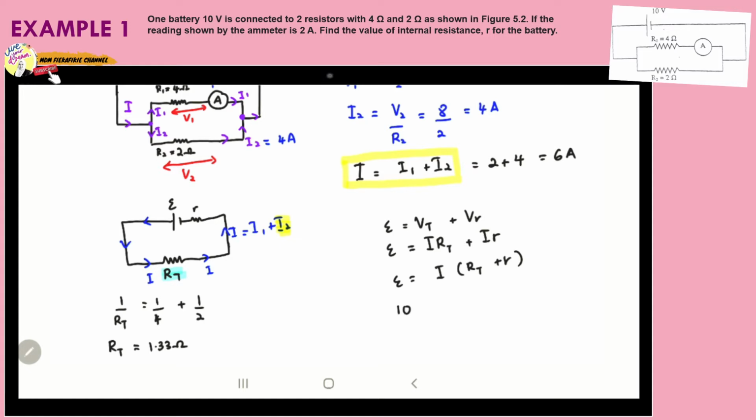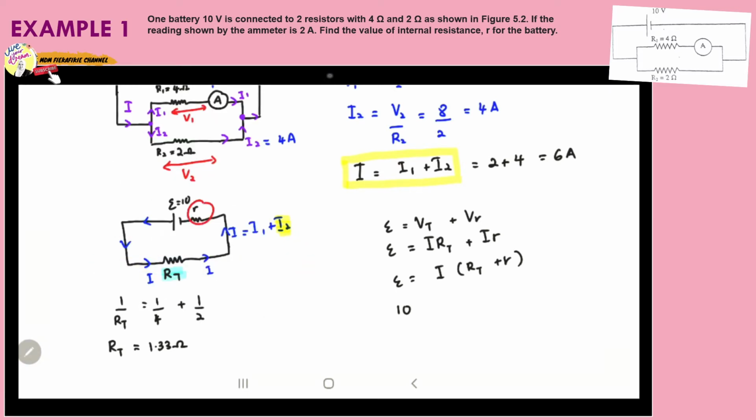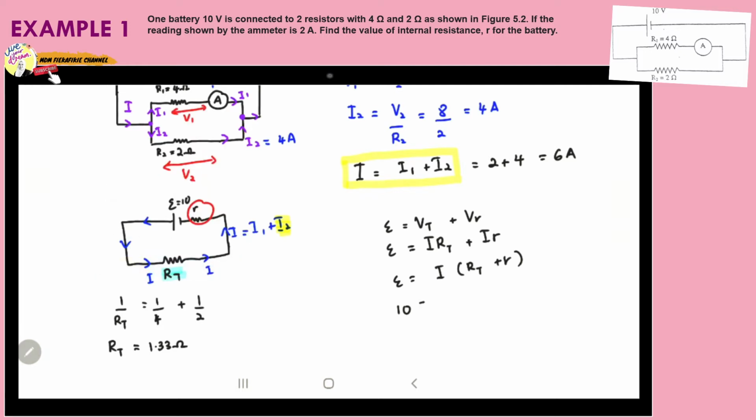EMF is 10, so here we have 10. And the objective now is to calculate the internal resistance here. So let's substitute the value of I, where I is equal to 6 ampere, and R total is 1.33 plus small r. Therefore, small r is equal to 0.33 ohm. Okay, so that finishes example number 1. So let's proceed to example number 2.